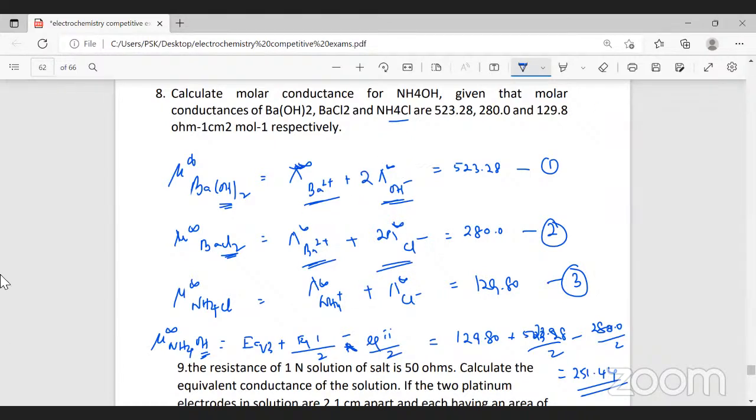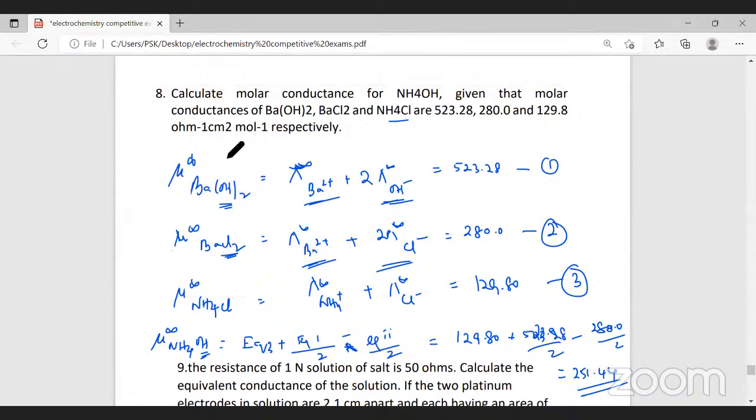Just see what happens. You add these equations. Here, equation 3 is ammonium chloride plus barium hydroxide minus barium chloride. Now here, only 1 Cl is required and we want 1 OH here. Since we have 2 chlorine, this also divided by 2, this also divided by 2. And finally, you will get what? I don't know whether you are able to understand what I'm writing here.